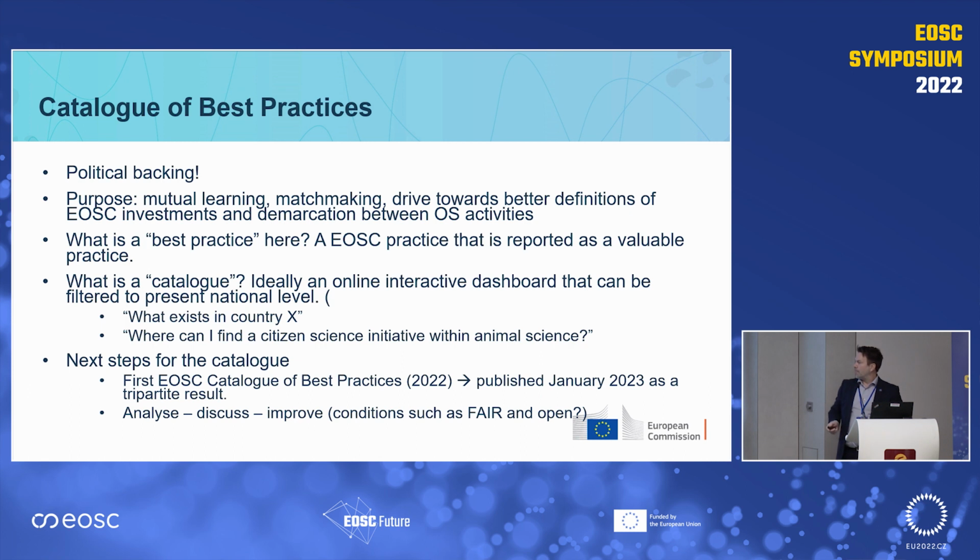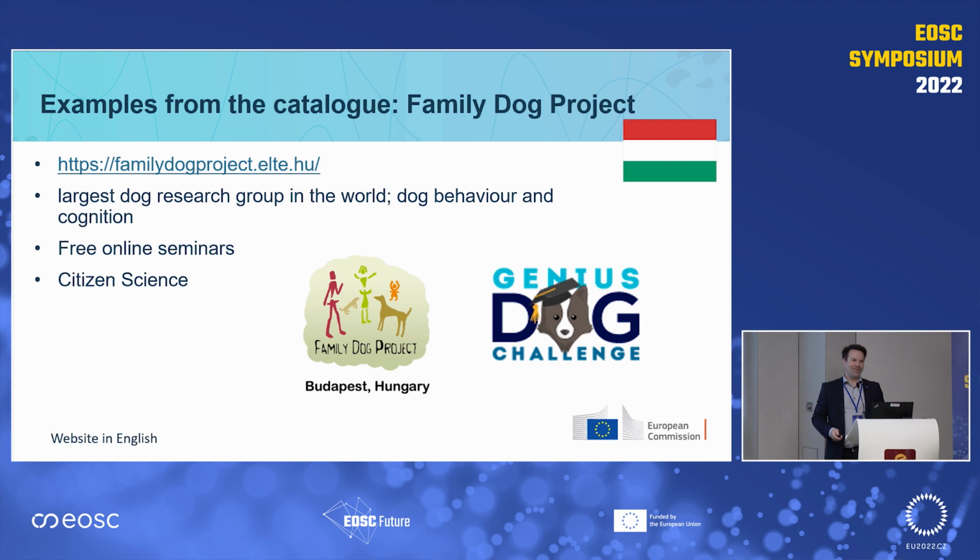So it's very nice. Who wants to see a citizen science initiative within animal science? How many know one? You know one? Yeah, of course. The Family Dog Program in Hungary is an amazing initiative. It's huge. This is one example from the catalog that you can actually see, and it's also a web page in English. Thank you, Volker, for the slide. Volker presented it in the closed tripartite event on Monday.